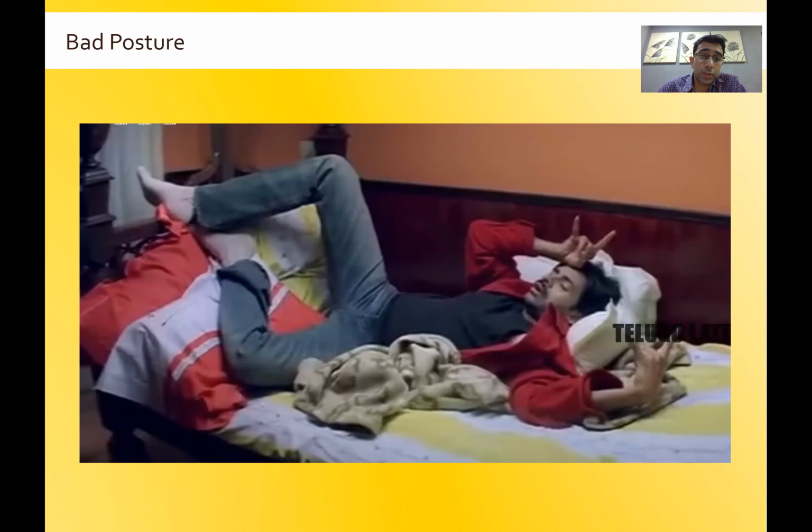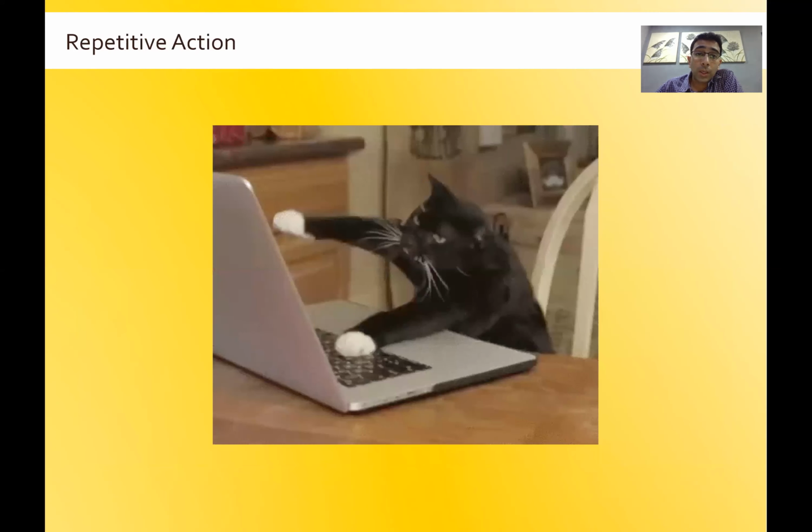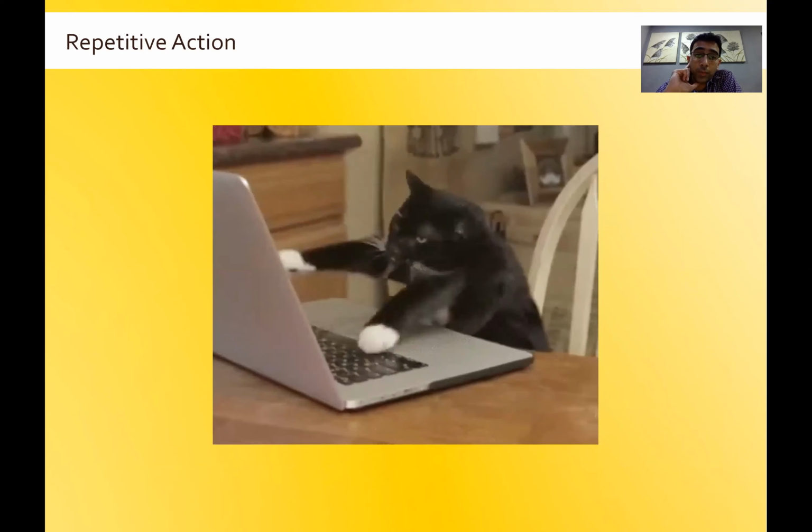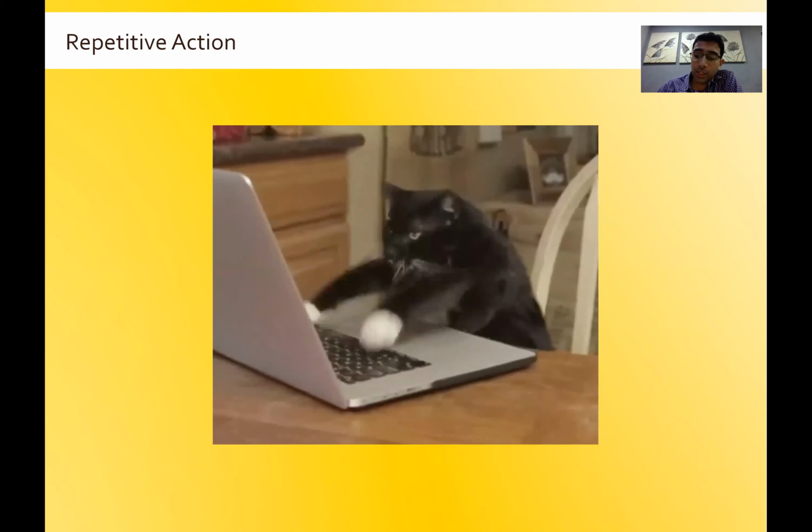First thing is the bad posture. If you are familiar with this kind of posture when you go to sleep or when you're working, completely odd posture, that is the most severe and most common risk factor for this problem. Next is repetitive action. So if you're typing throughout the day and you keep performing the same action over and over again, there's a definitely higher risk of getting an MSD in that particular joint.